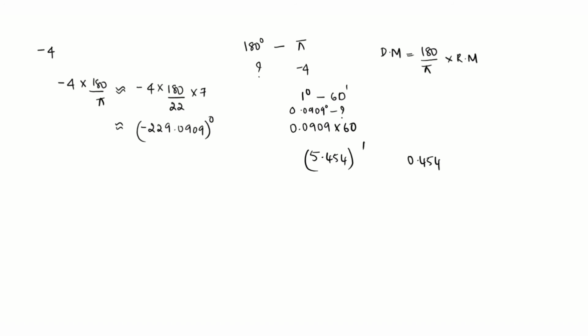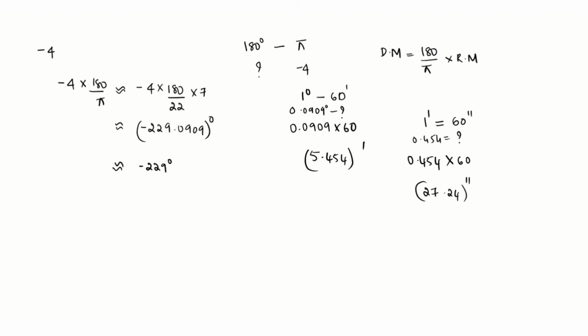Now again, to convert 0.454 into seconds, we use the relationship 1 minute is equal to 60 seconds. 0.454 is equal to how many seconds? Or we simply multiply 0.454 into 60, that will convert the minutes into seconds, and we get the answer to be 27.24 seconds.